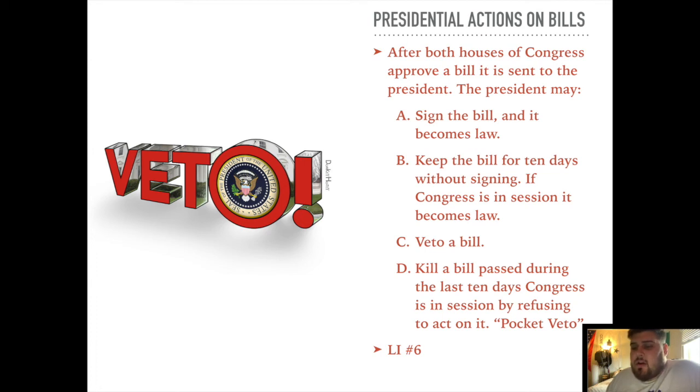passed during the last 10 days Congress is in session by refusing to act on it. This is what they call a pocket veto. So it has to be on his desk for 10 days. And let's say there are only 8 days left in a congressional term, then it dies because it hasn't been able to sit on his desk for those 10 days. So it basically kills it, and it has to start all over again in the next term. A lot of times this is even more stressful because it's more work for Congress when they come back, because they have to start over from the beginning.